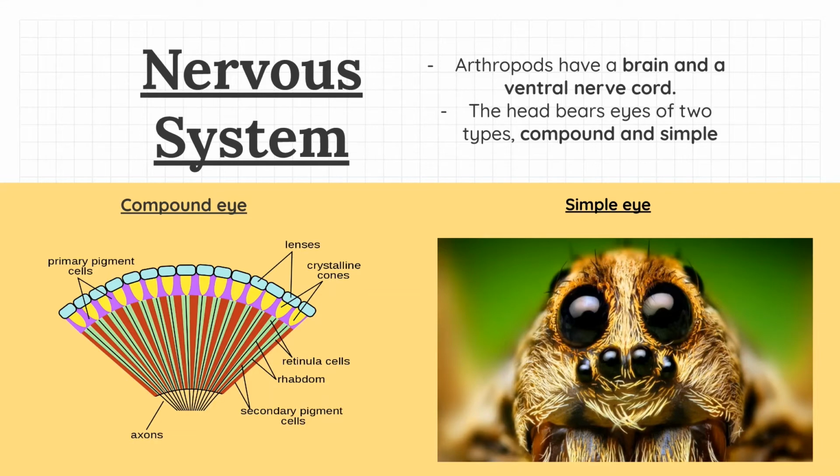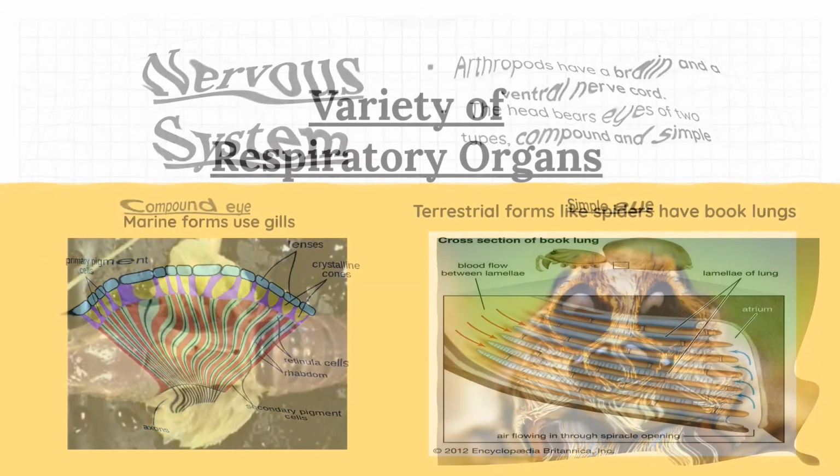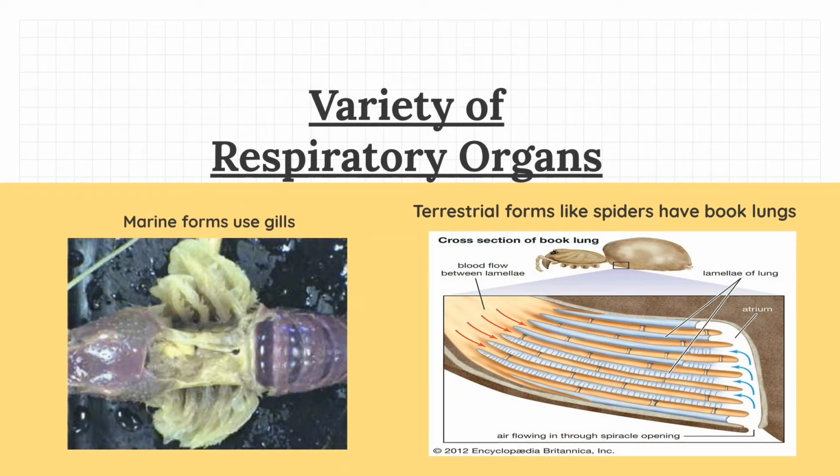On the right side, the simple eye of a pretty cute spider, like that of a vertebrate, has a single lens that brings the image to focus onto many receptors, each of which receives only a portion of the image. In addition, many arthropods have well-developed touch, smell, taste, balance, and hearing. They also display many complex behaviors and methods of communication. Next, the variety of respiratory organs.